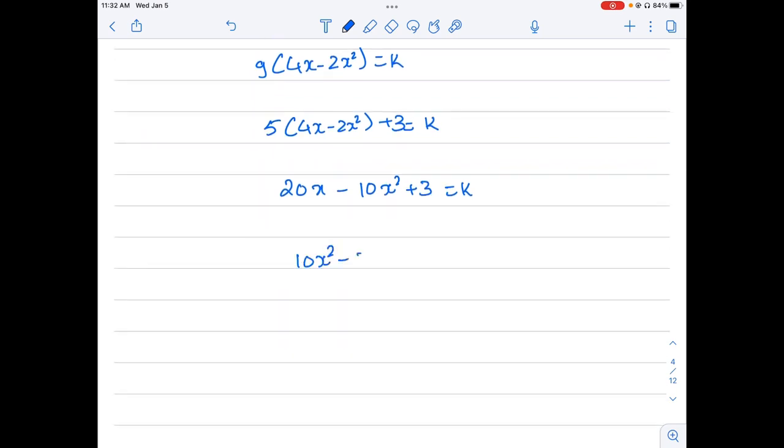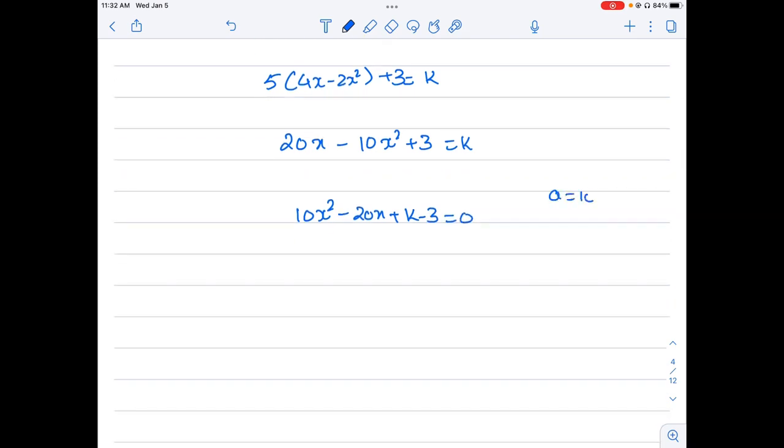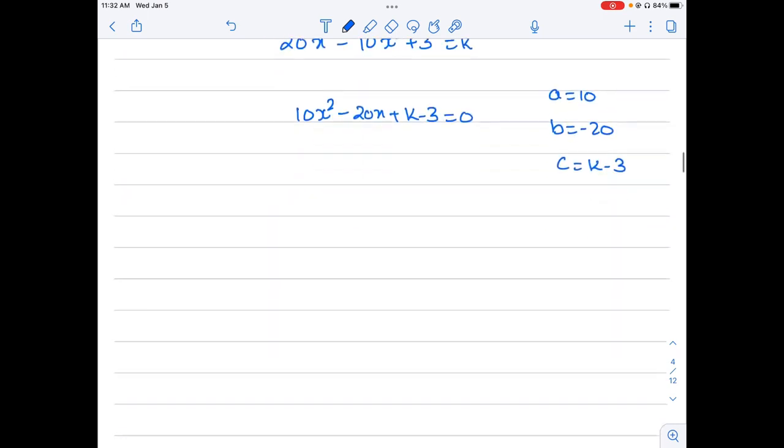So 10x square minus 20x plus k minus 3 is equal to 0. So a is equal to 10, b is equal to minus 20, c is equal to k minus 3. Equal roots. What is the meaning of equal roots? b square minus 4ac is equal to 0. Minus 20 whole square minus 4 times 10 times k minus 3 is equal to 0.